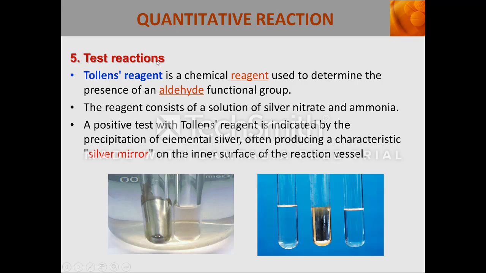The test reactions. Tollens reagent is a chemical reagent used to determine the presence of an aldehyde functional group. The reagent consists of a solution of silver nitrate and ammonia. A positive test with Tollens reagent is indicated by the precipitation of elemental silver, often producing a characteristic silver mirror on the inner surface of the reaction vessel.